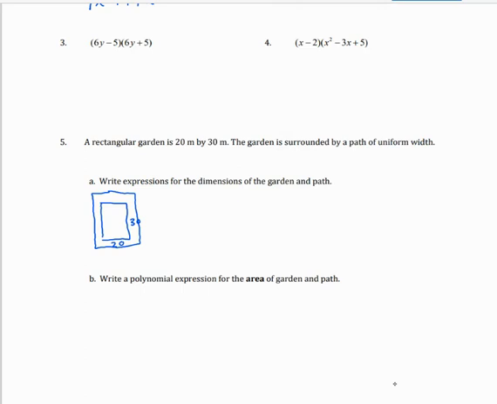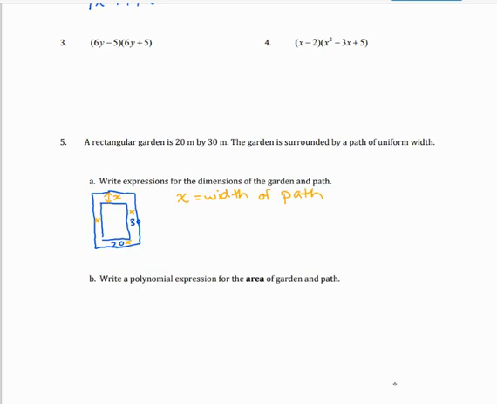We don't know what this sidewalk is, but because it's a uniform width, we know it's the same amount everywhere. So that means from here to here is the quantity x. And if that's how it is up above, that means it's the same thing here, and the same thing here, and the same thing here. So each distance around is going to be x amount. So we'll define that. X represents the width of the sidewalk or path.